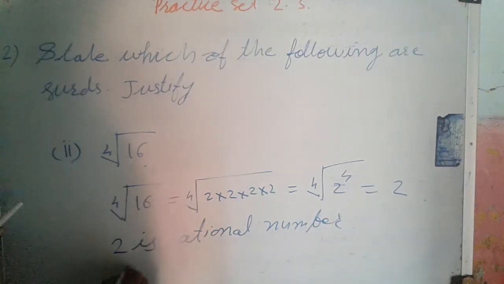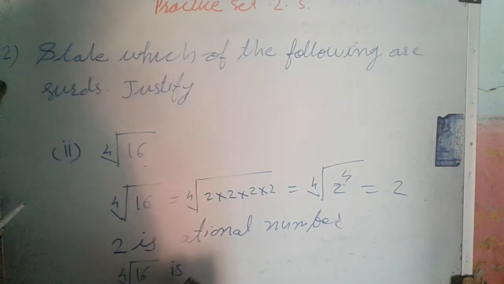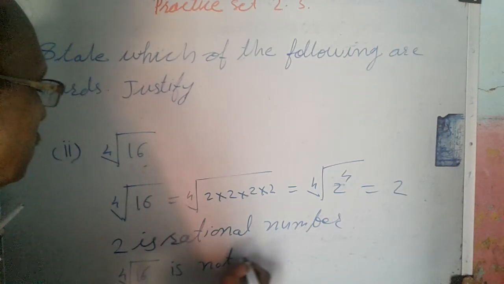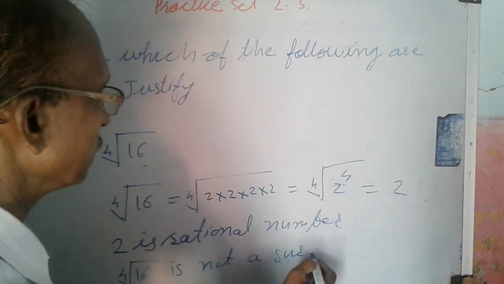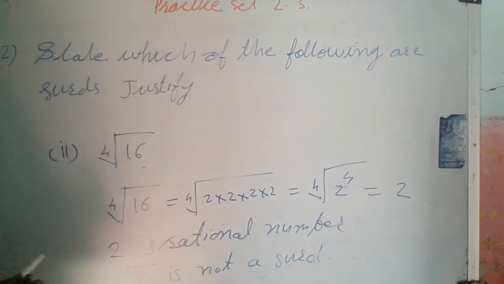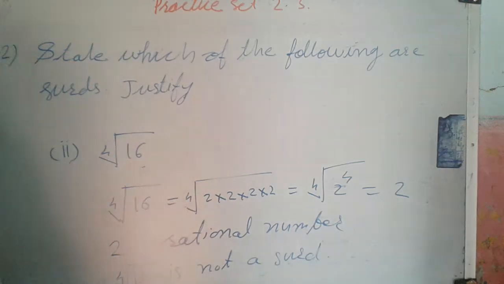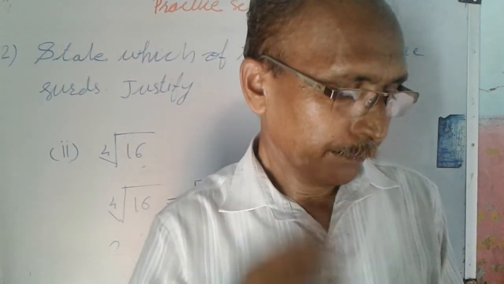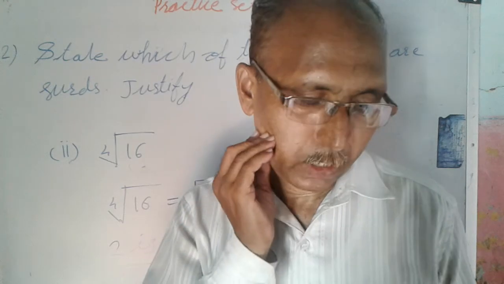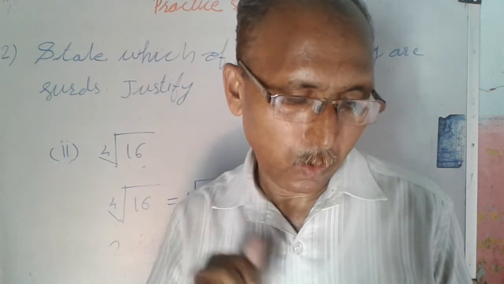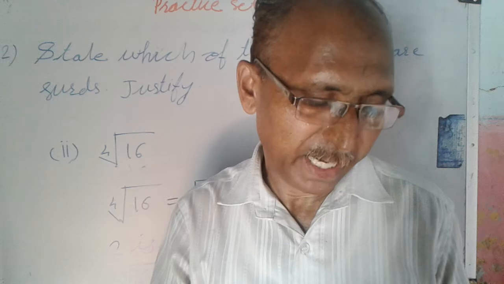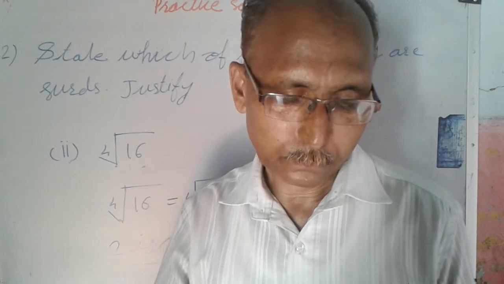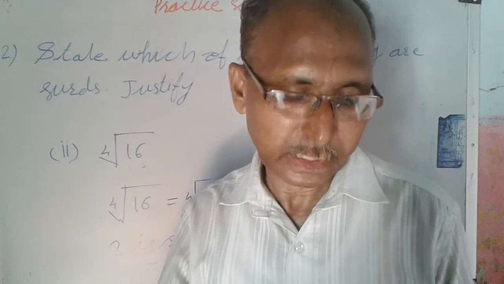And therefore fourth root of 16 is not a surd. This is not a surd. In this way, you can determine which are the surds and which are not in the remaining examples 3, 4, 5 and 6.